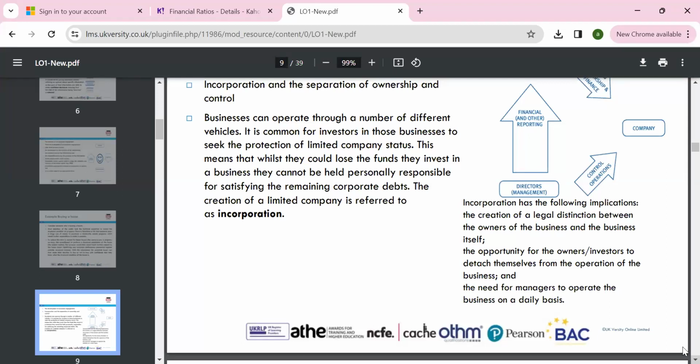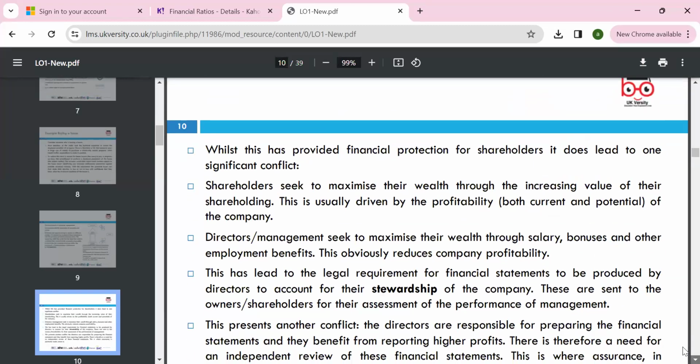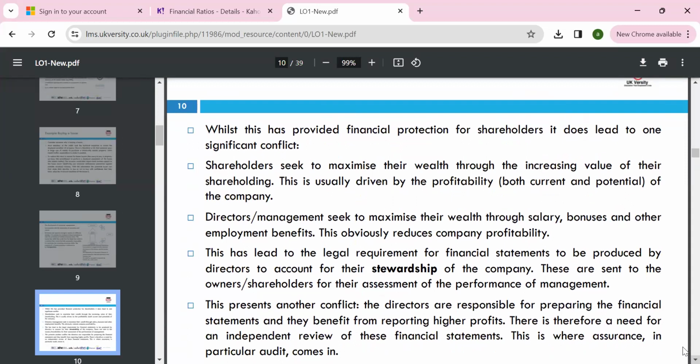Any questions from anyone? There is still this tension between the owner and the business, and between the owners and the investors themselves. Okay, so while limited status has provided financial protection for the shareholders, it does lead to significant conflict, which shareholders seek to maximize. So we need to look at stewardship.